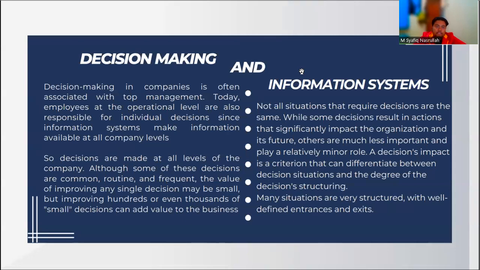Decision making and information system. Decision making in companies is often associated with top management. Today, employees at the operational level are also responsible for individual decisions, since information systems make information available at all company levels. So decisions are made at all levels of the company. Although some of these decisions are common, routine, or frequent, the value of improving any single decision may be small, but improving hundreds or even thousands of small decisions can add value to the business.